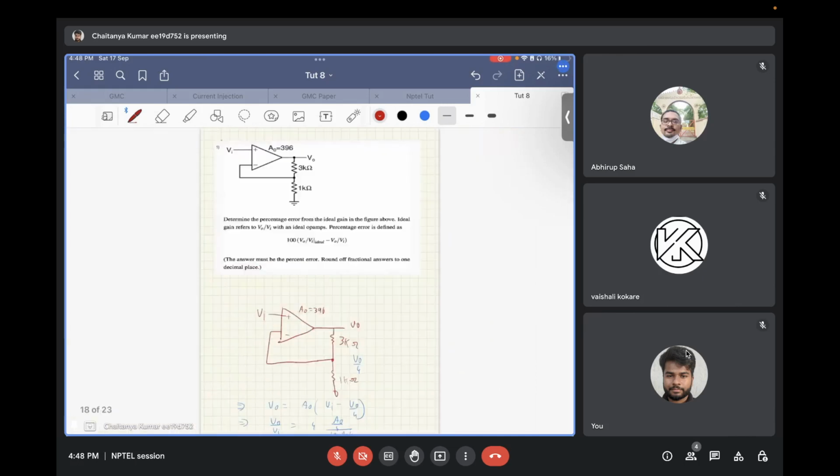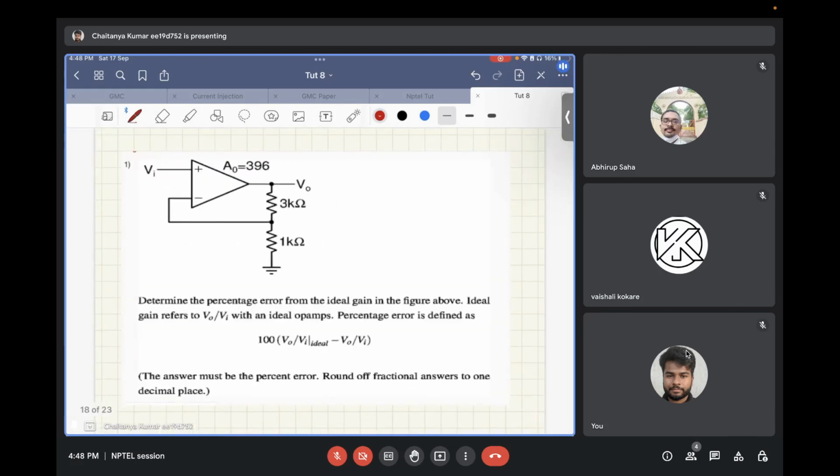Okay, so let's move forward. Now, in this question, again, this is a similar question as we discussed previously. Here the gain of the op amp is already given. And given this gain of the op amp and this circuit, we need to find out the percentage error between the ideal gain and the real gain. So, please try it out.